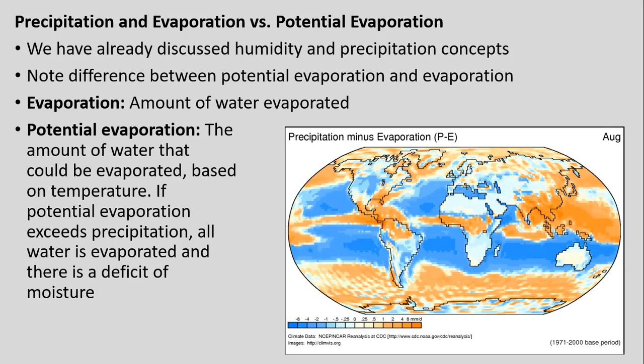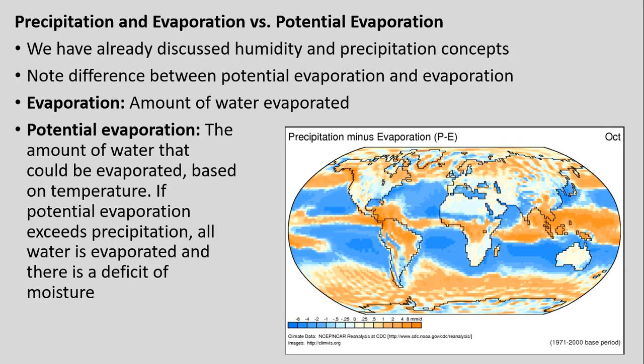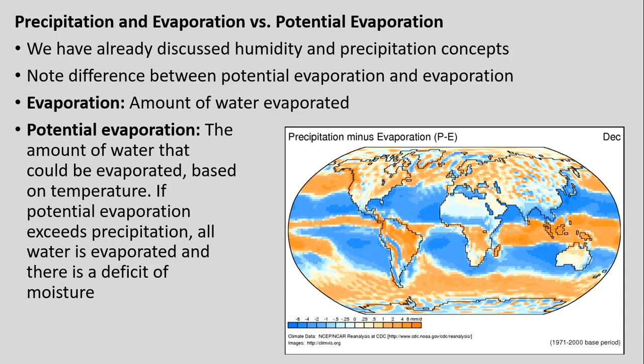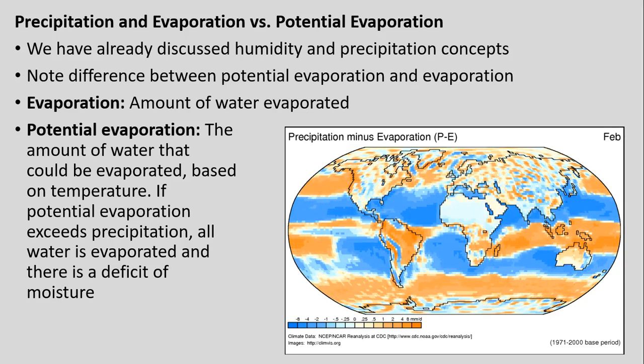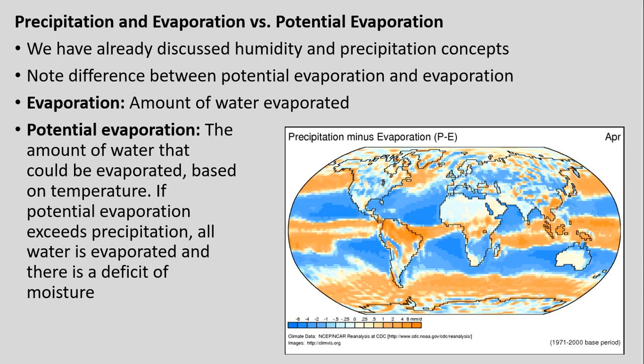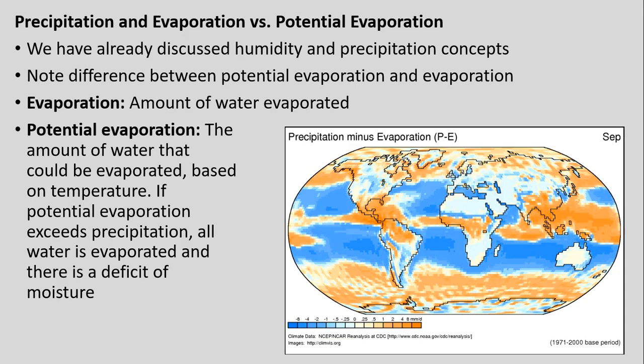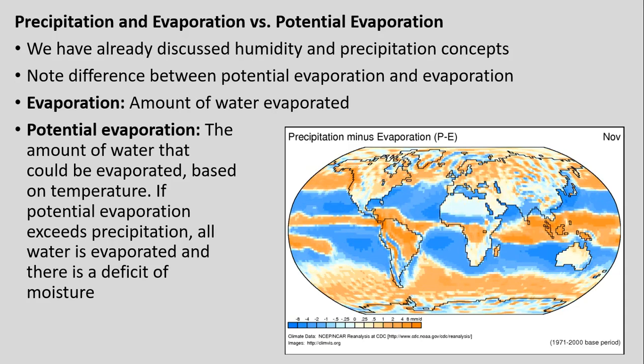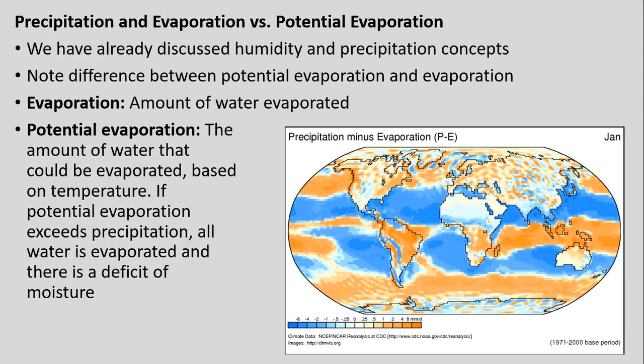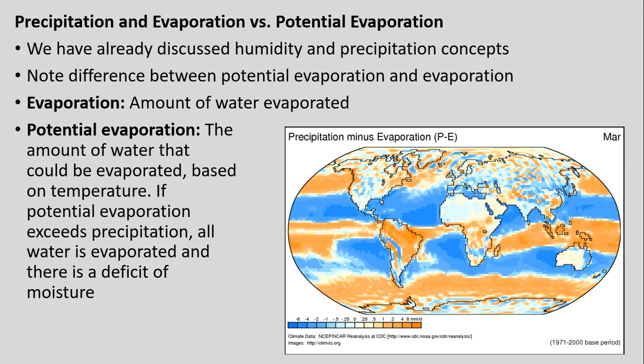And so you can look at the values here. Essentially it's showing, in contrast, precipitation minus evaporation, meaning that if we have a greater precipitation value and we subtract a smaller evaporation value, we get a positive value. And so we'd be seeing more precipitation occurring in that time.